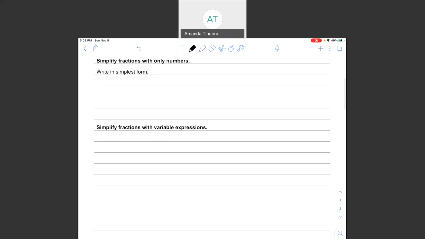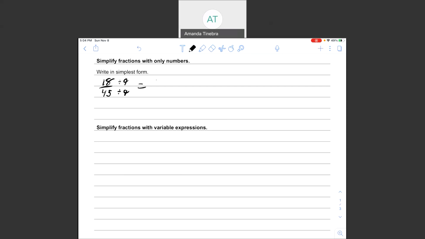So when we think of simplifying fractions, what we usually think of first is just simplifying a regular fraction. So this might be a problem that says, write in simplest form. For example, maybe you would have 18 over 45. To simplify this fraction, I want to find a number that goes into both the top and the bottom. The first number that comes to mind for me is the number 9. So to simplify, I'm just going to divide by the number 9 on both the top and the bottom.